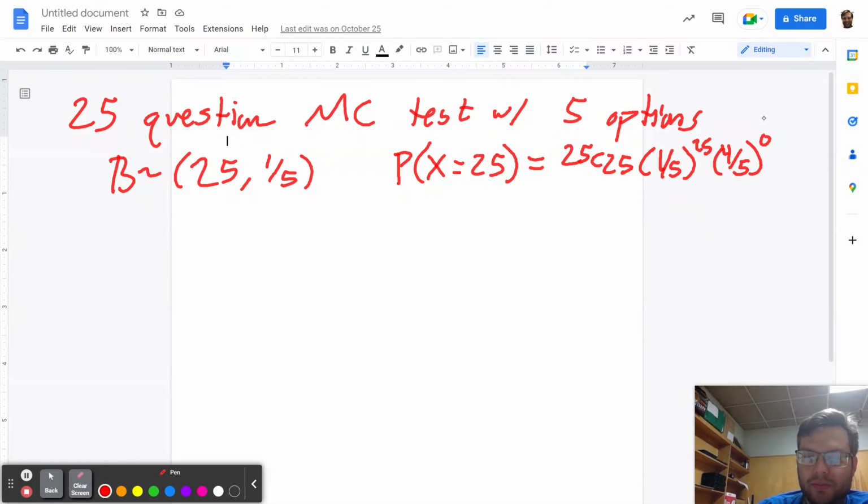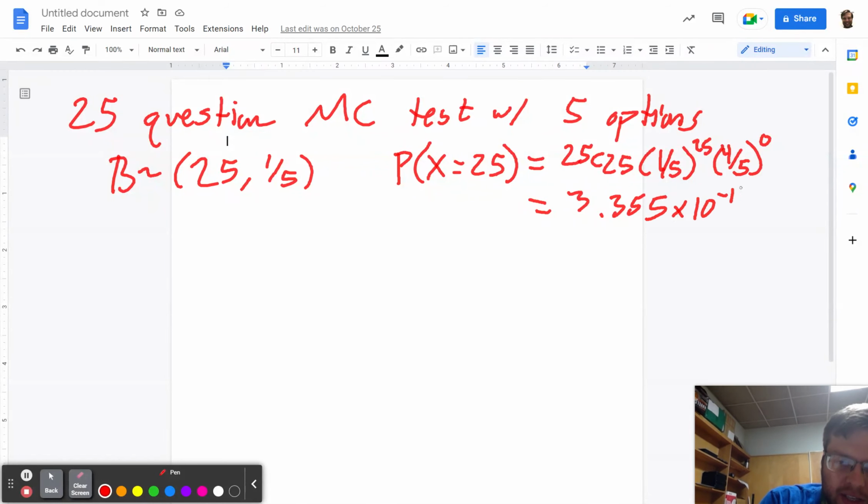You're going to get 1/5, so let me just see real quick. I'm curious what 1/5 raised to the 25th power is. So that comes out to be 3.355 e to the negative 18, so times 10 to the negative 18. So remember, that means you slide that decimal 18 times over. That's just not going to happen. That's very unlikely. But we can still talk about the expected value here.